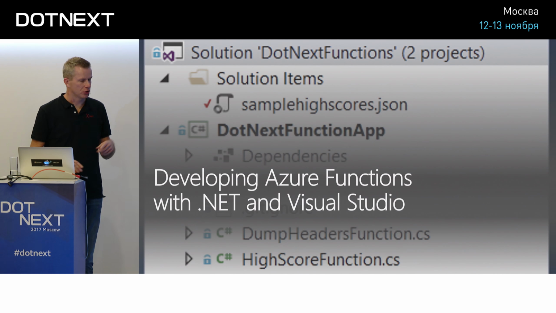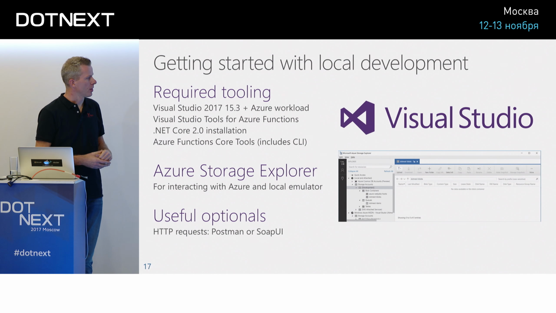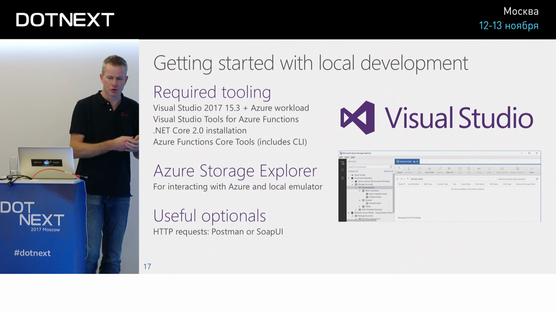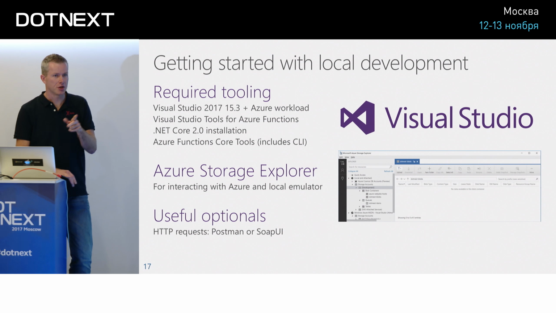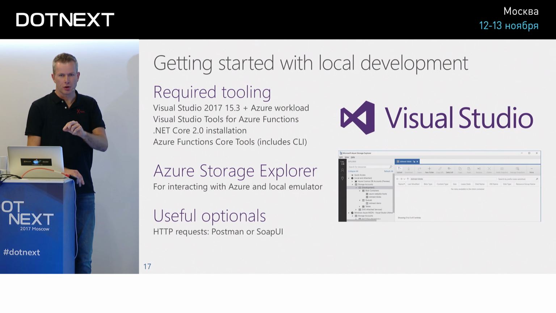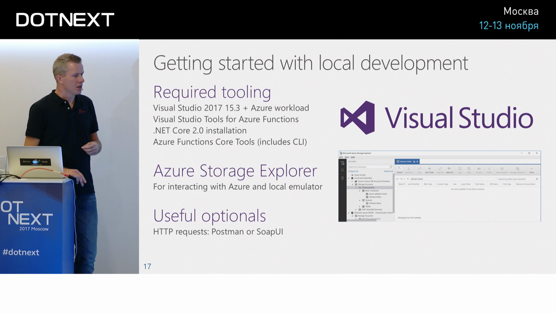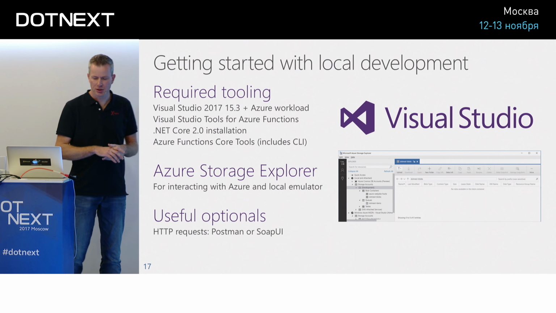Developing those functions using .NET, which was C# code, but with Visual Studio. To get you started, you install Visual Studio 2015, 2017, but the 15.3 or later version, and pick the Azure workload, because that will give you all of the Azure tooling. Then you will also install the Azure Functions, which is a separate package. You might install .NET Core 2.0. It's not required yet, but it will be in time. You will be developing for .NET 4.6.1 at first. And you will install the Functions Core Tools, which has this command line interface.